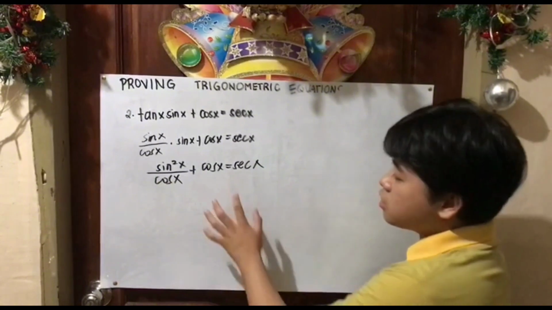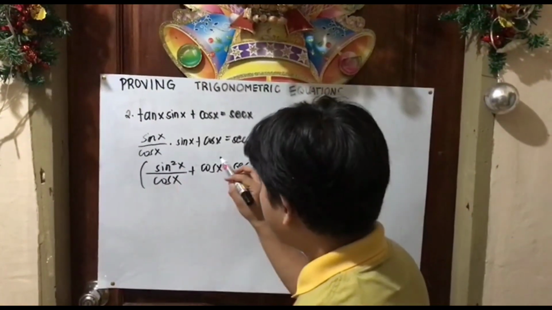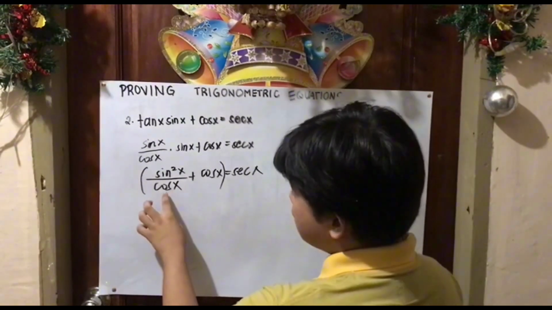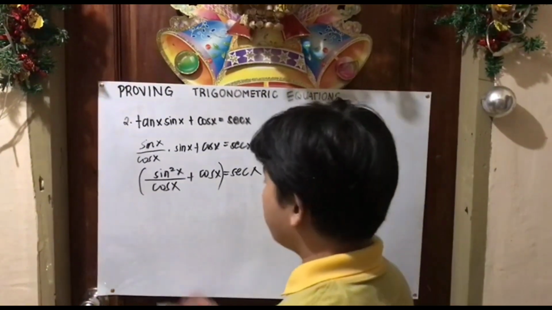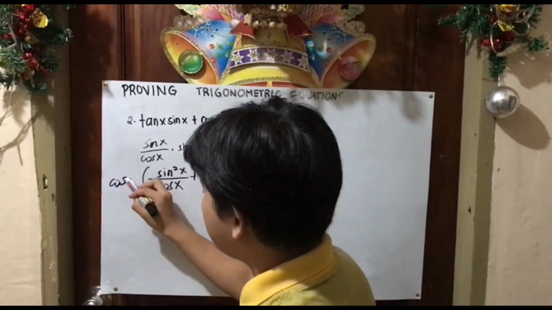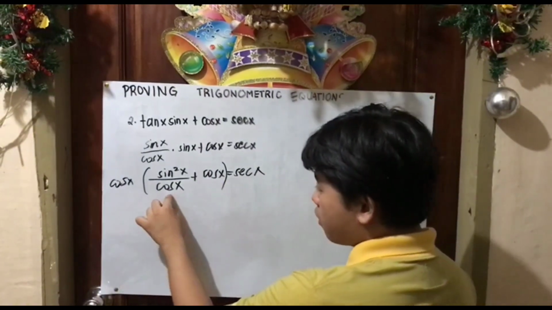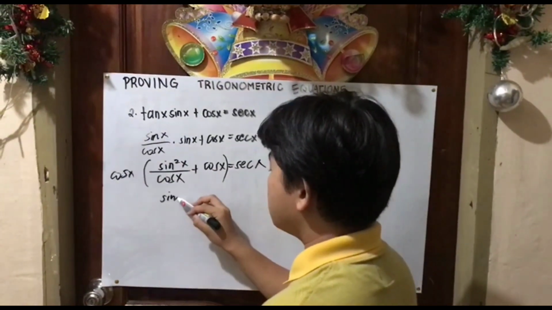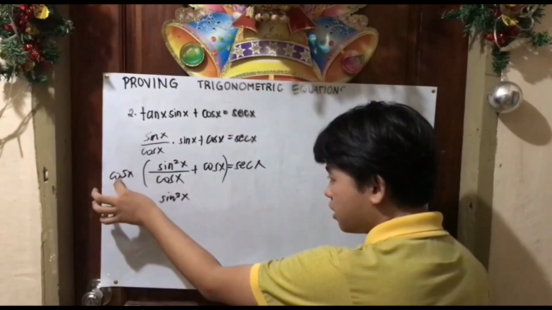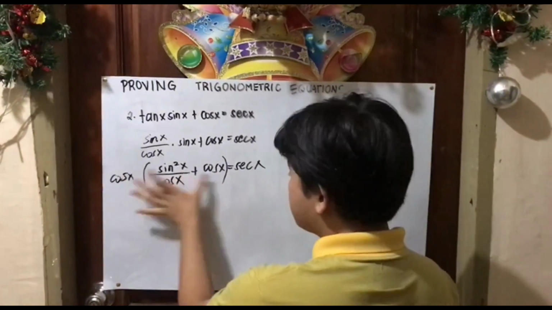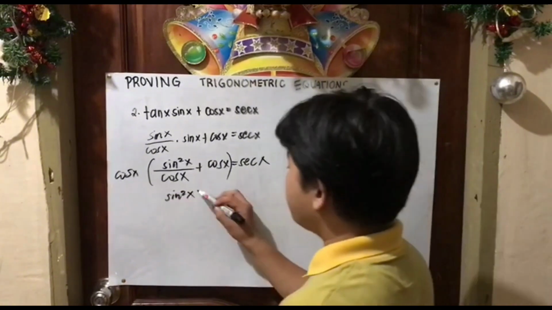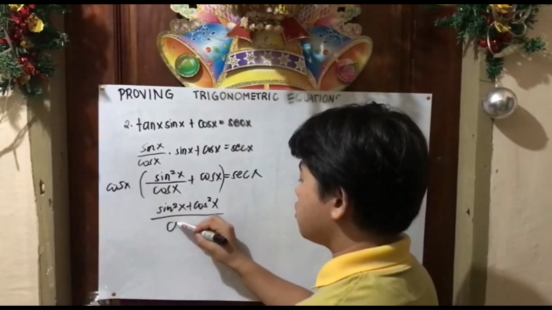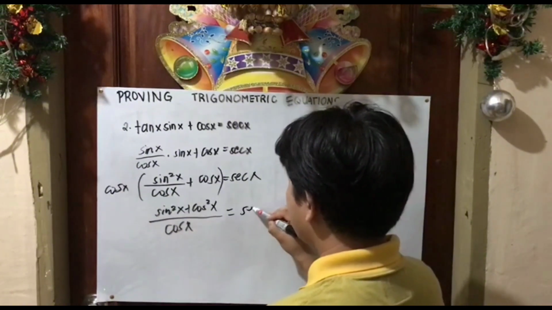The next thing we will do is look for the common denominator for the terms on the left side. Cosine x is their common denominator. So we multiply by cosine x. Cosine x divided by cosine x is equal to 1. Then 1 times sine squared x is equal to sine squared x. Cosine x times cosine x will be multiplied since it is in the numerator, so it will be cosine squared x. So their common denominator is cos x, equal to secant x.